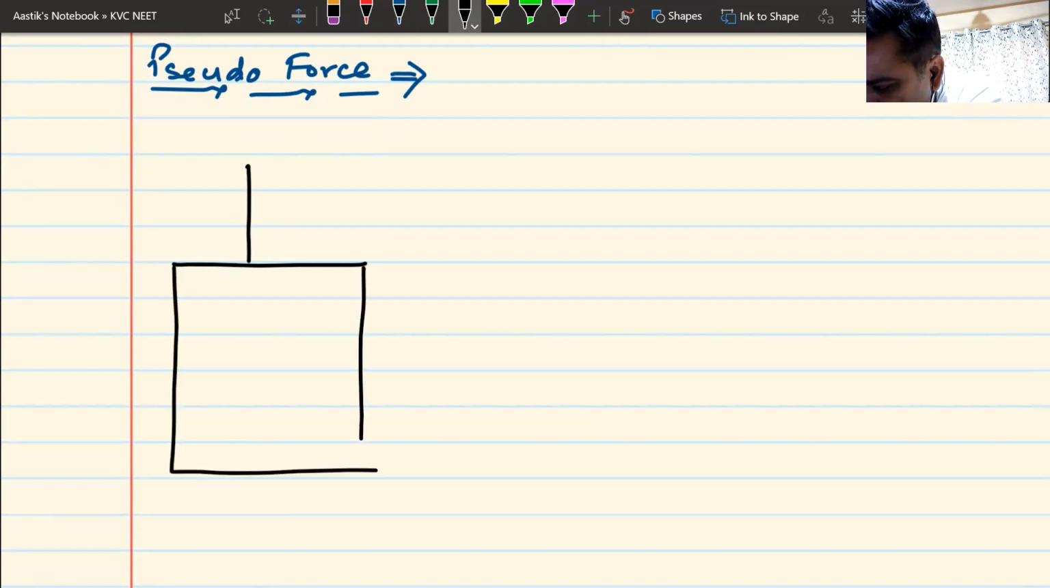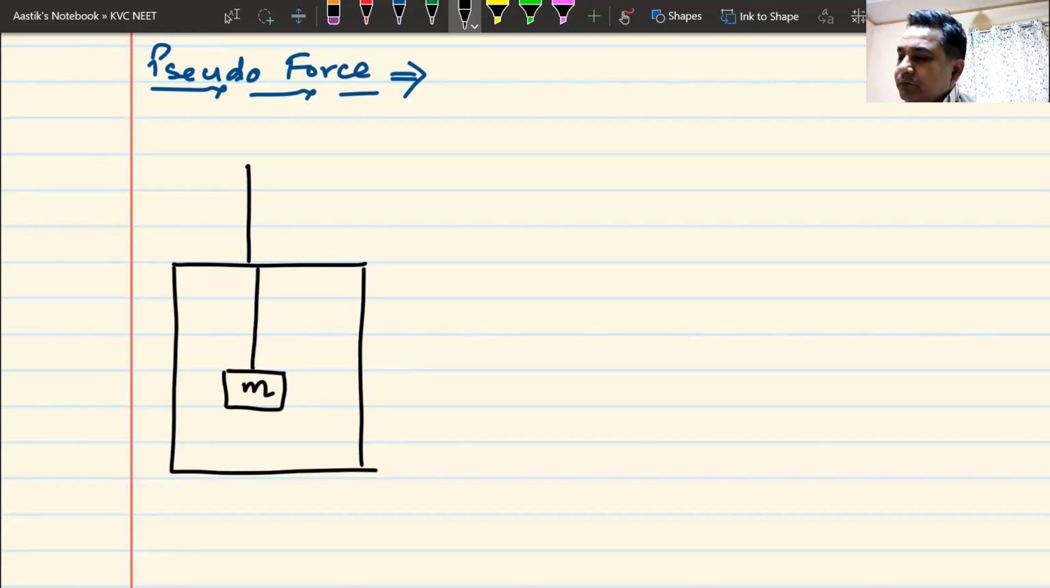of a lift, and I should make it bigger, and I have a mass M hanging from the lift. And let us say this lift is moving up with a constant velocity V.